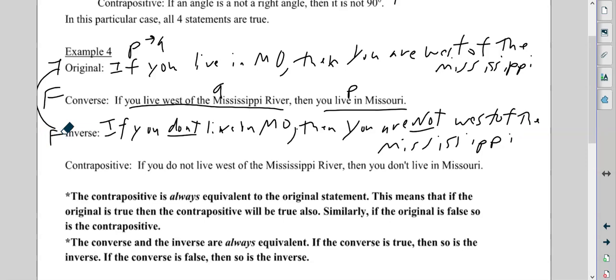Then the contrapositive. Remember, the contrapositive takes the converse and negates them both. So if you don't live west of the Mississippi, then you don't live in Missouri. And that is true. So the contrapositive is always equivalent to the original statement. This means that if the original is true, then the contrapositive will also be true. Similarly, if the original is false, so is the contrapositive. The converse and inverse are always equivalent. If the converse is true, then so is the inverse. If the converse is false, so is the inverse.